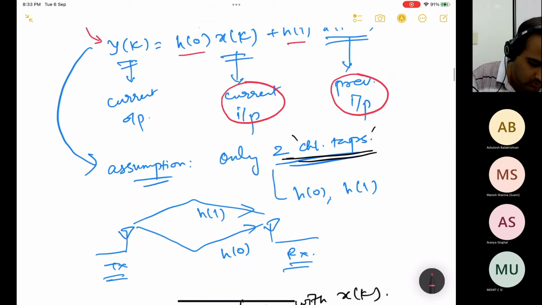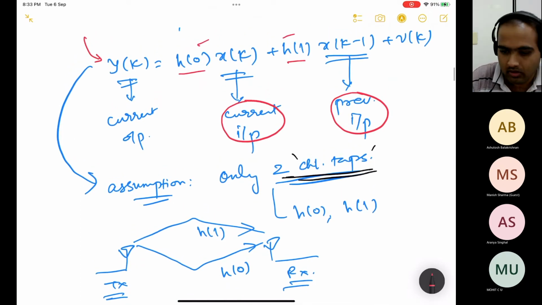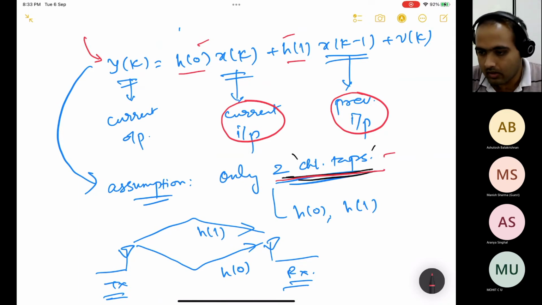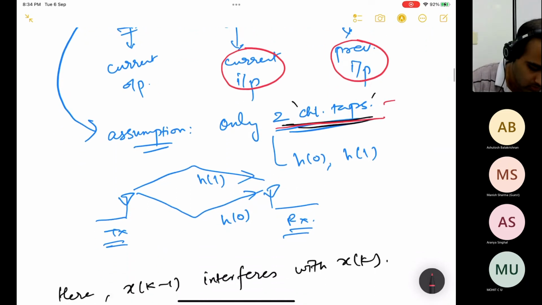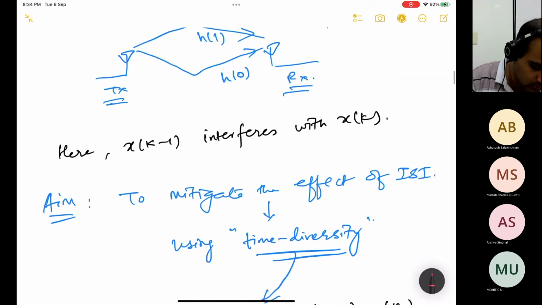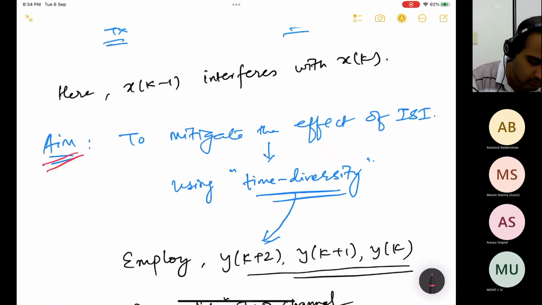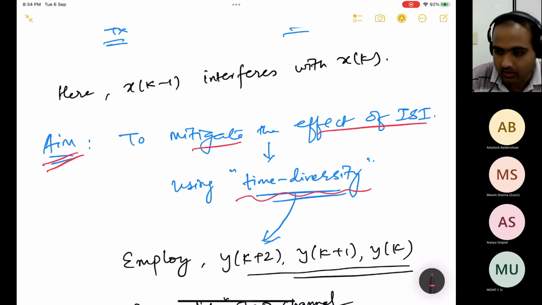The first assumption in this signal model is that we have only two multipath channel taps. We can have an even greater number of channel paths, but for simplicity and ease of understanding, we are currently assuming two. So what is my aim? My broad aim is to mitigate the effect of ISI, and we are going to use time diversity.